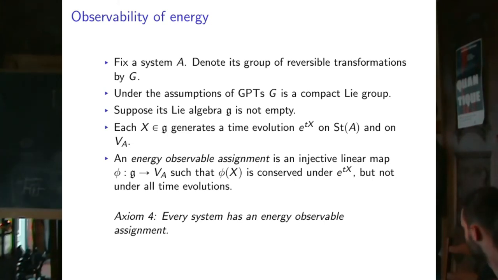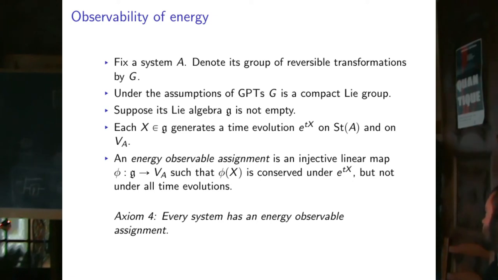It's an injective linear map that maps each element of the algebra to an element of your Euclidean Jordan algebra, or your observables, such that this element is conserved under its time evolution, but it's not conserved under all time evolutions. Because you can imagine a sort of trivial map that just maps everything to a multiple of the identity, and that's not interesting, it's not what you want. So you want it to be not conserved by at least some time evolution. And then axiom 4 says every system must have an energy observable assignment.